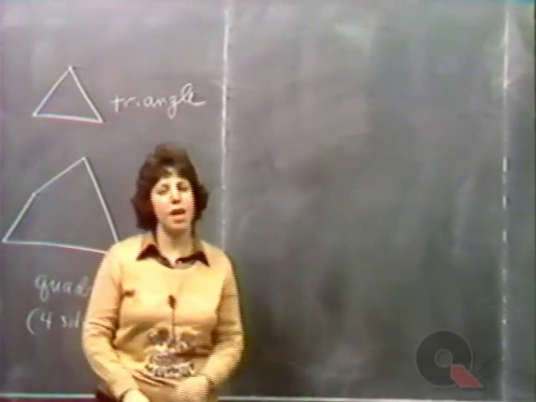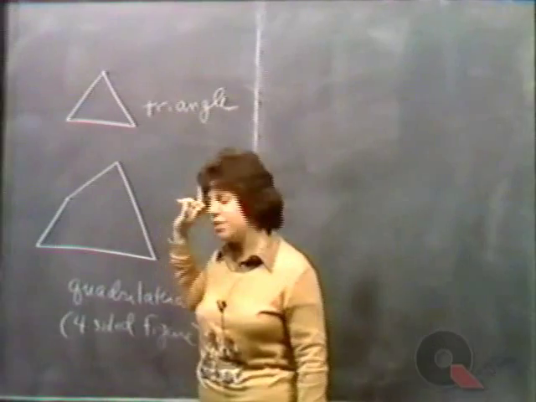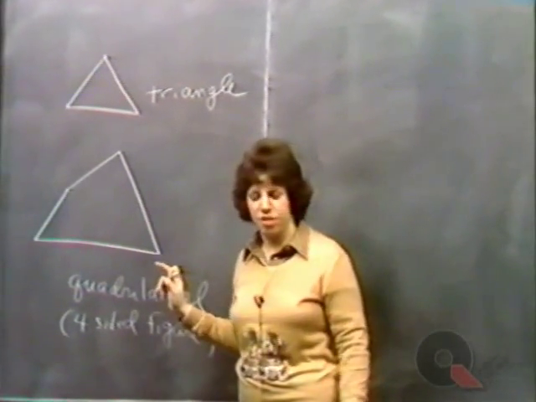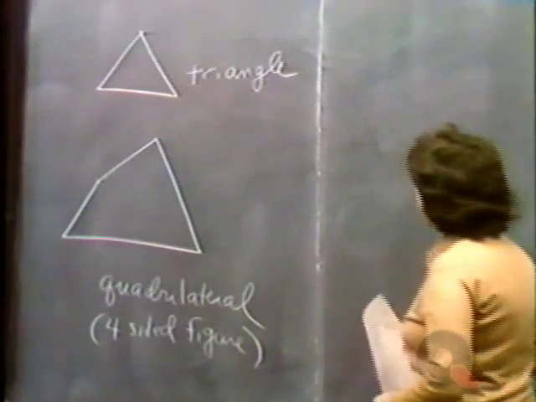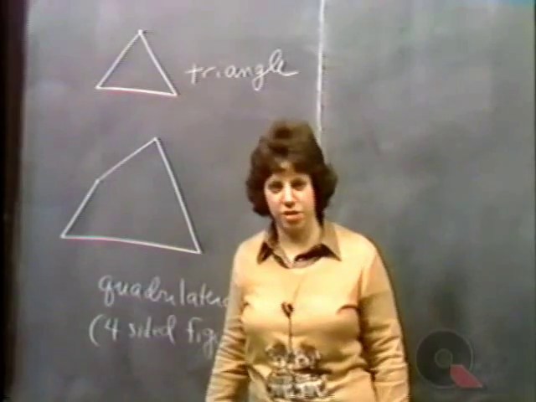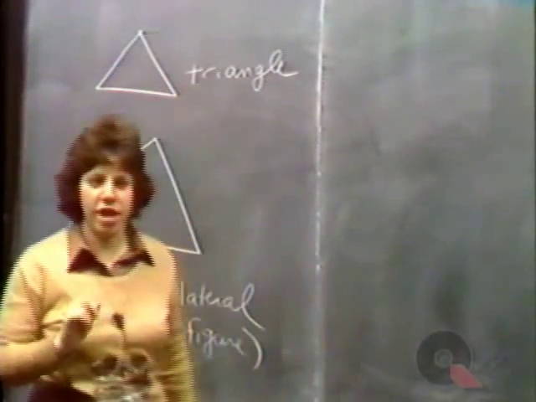In the last video, we discussed triangles, closed three-sided figures. Today's video deals with quadrilaterals, closed four-sided figures. Now, in the last video, we learned that the angle sum of a triangle is 180 degrees. For any triangle, the sum of the angles in the triangle adds up to 180 degrees.